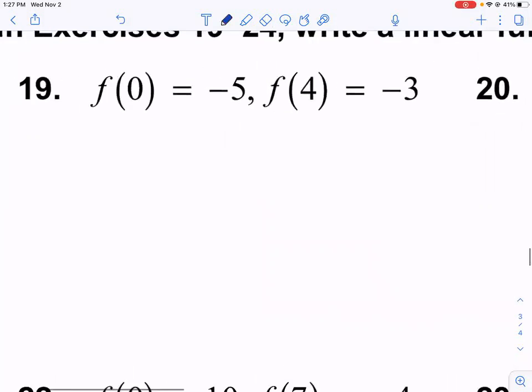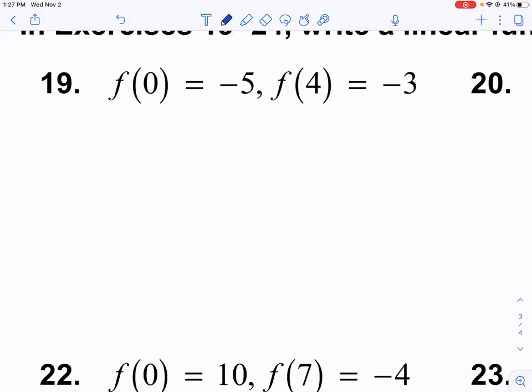Look at number 19. 19 is not any different. Do you believe me? No. F of 0 equals -5. What's another way to write that? Y is -5 when x is 0. Oh, so I could rewrite this as 0, -5, like a coordinate.